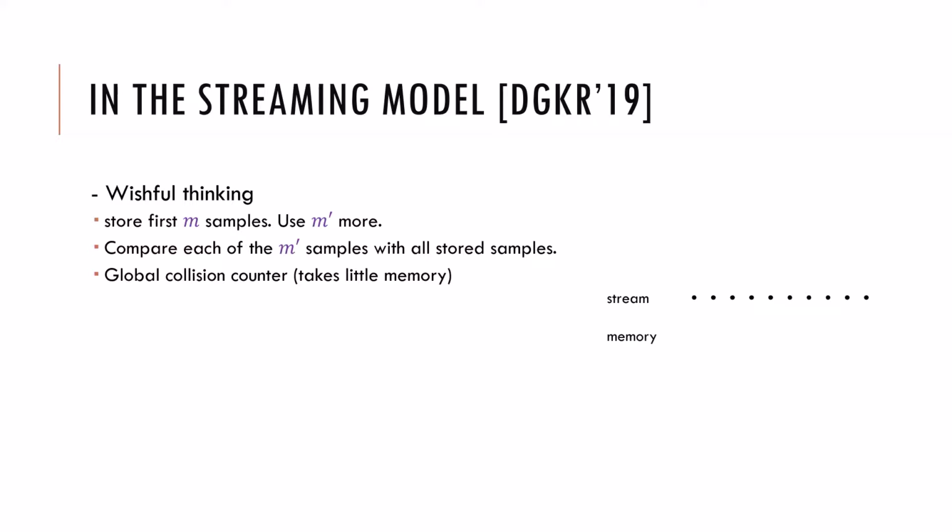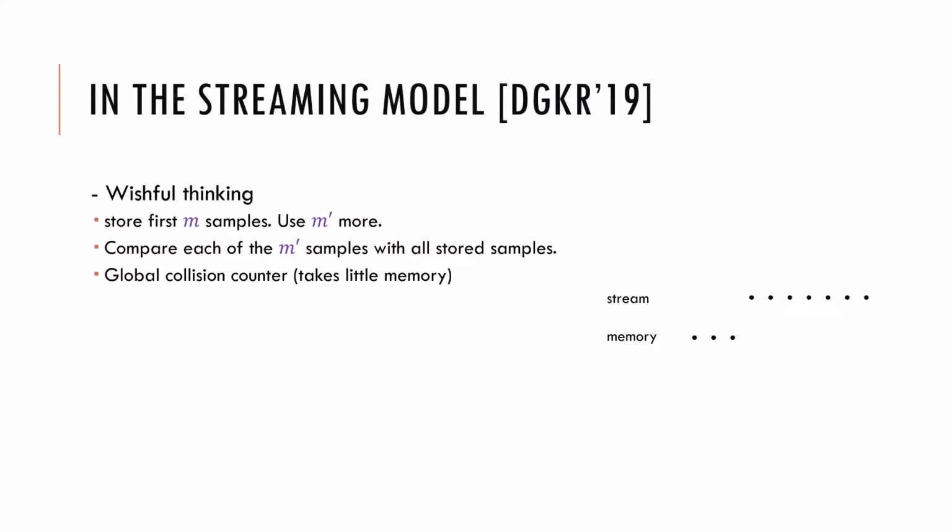We have a long stream of samples, but we can only store m samples at a time. The idea is, why not? Let's store the first m samples and use some sort of collision-based testing to compare these with all the rest of the samples. Upon receiving another sample, and another sample, we simply compare them with this first batch that we put in our memory. And for each sample, we do that. We also need to maintain in memory some global collision counter, but trust me, this is not very hard. It takes very little space.